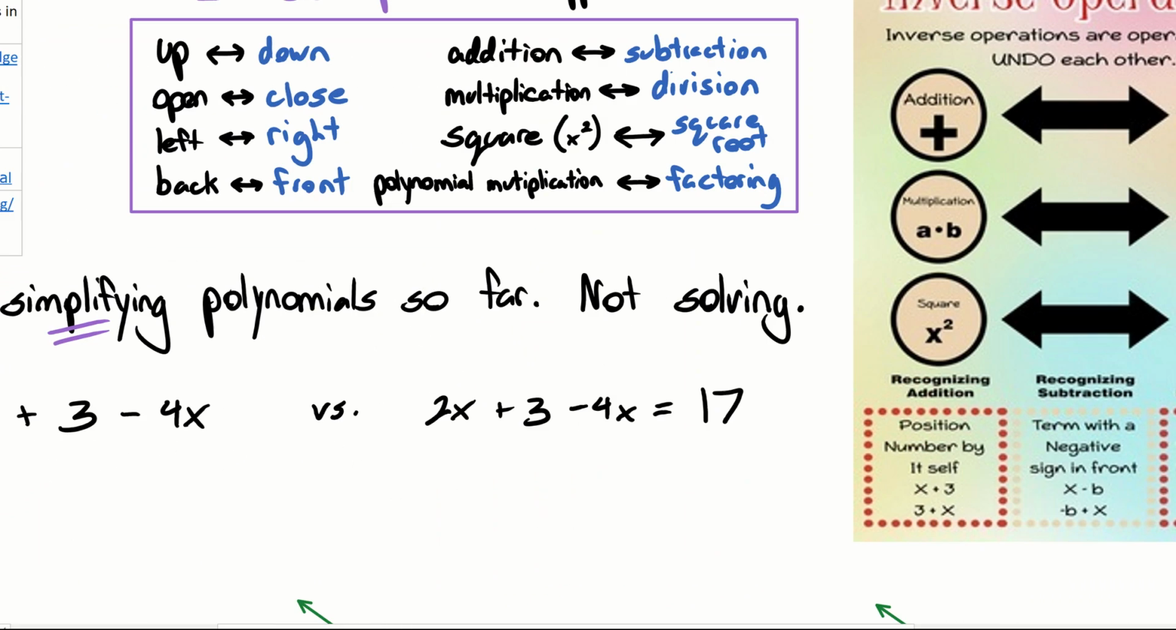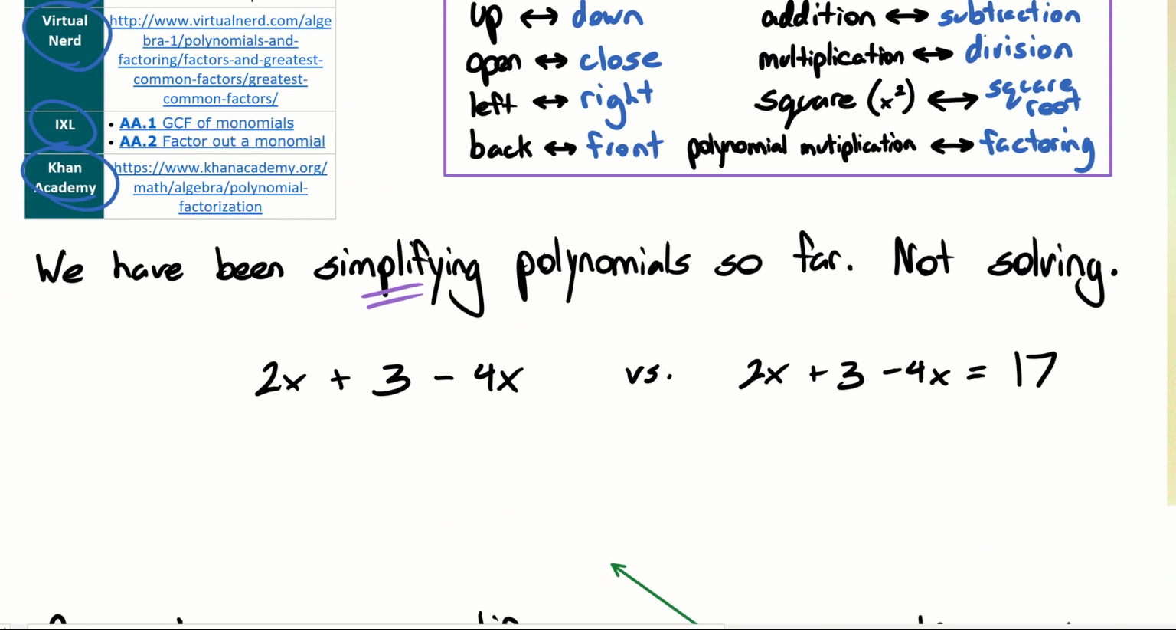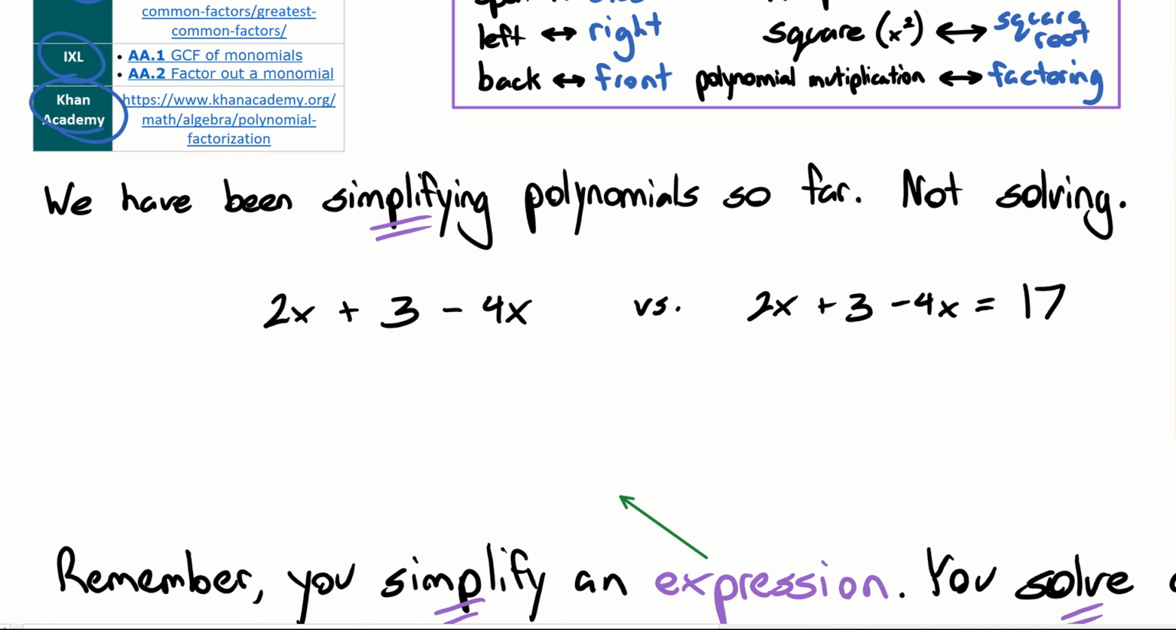Good. Okay, so to begin understanding how to factor a polynomial, let's identify why we need to do that. We've been simplifying polynomials so far. We haven't been solving. Now remember the difference between simplifying and solving. Here on the left, I've got 2x plus 3 minus 4x. If I asked you to simplify that, let's see, what would we do? Well, we would of course look for like terms, like 2x and minus 4x. 2x minus 4x is negative 2x. And that 3 stands alone, that constant, because there's no other like terms, and we get negative 2x plus 3.